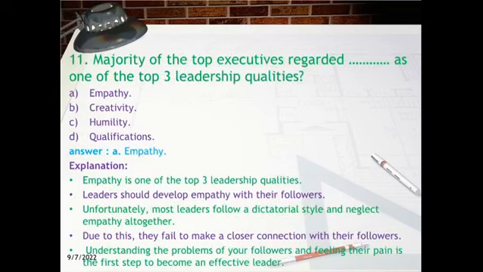11. The majority of top executives regard it as one of the top 3 leadership qualities: empathy, creativity, humility, qualifications. Answer: A. Empathy. Explanation: Empathy is one of the top 3 leadership qualities. Leaders should develop empathy with their followers. Unfortunately, most leaders follow a dictatorial style and neglect empathy altogether. Due to this, they fail to make a closer connection with their followers. Understanding the problems of your followers and feeling their pain is the first step to become an effective leader.